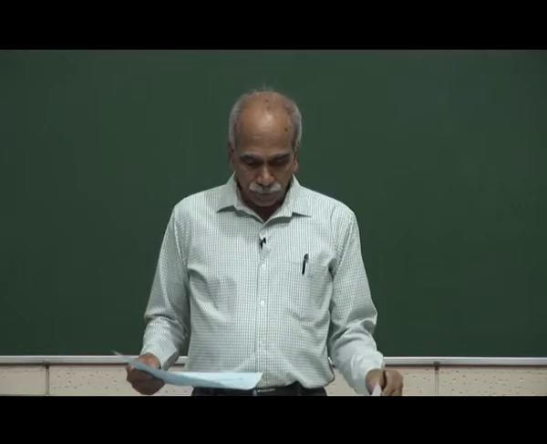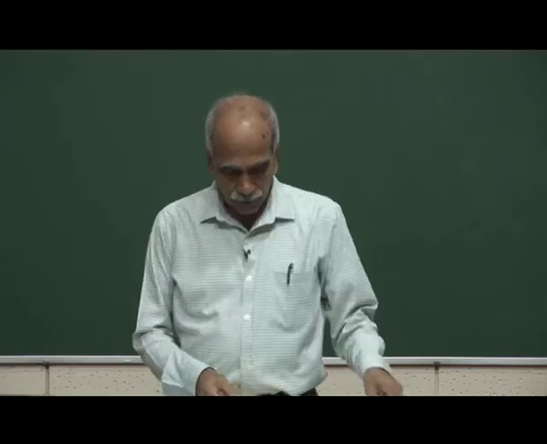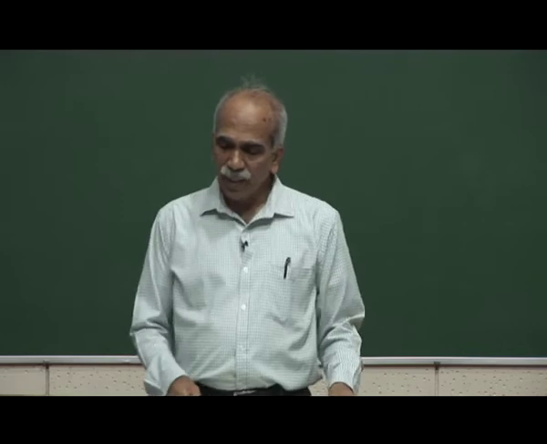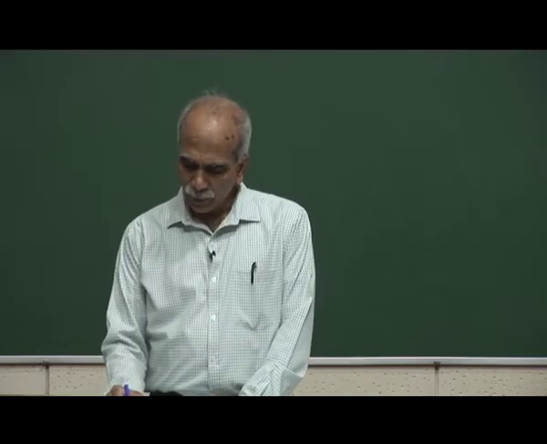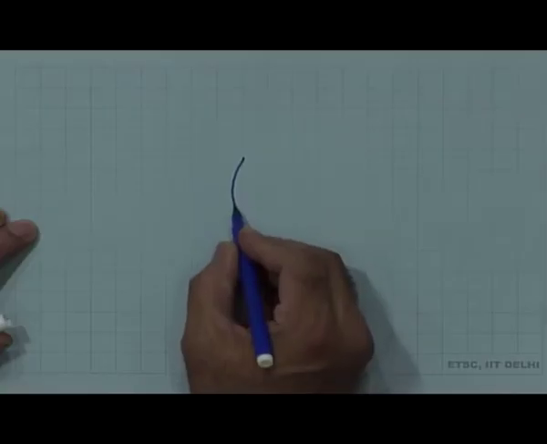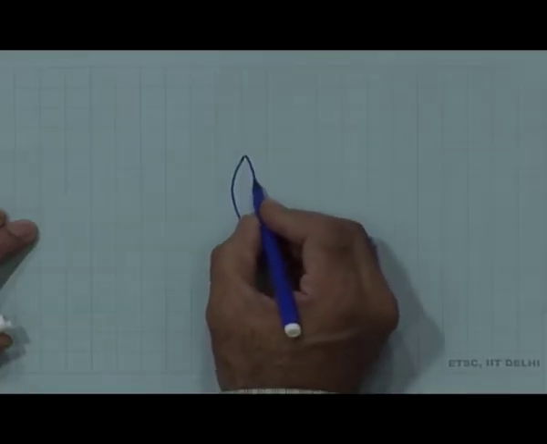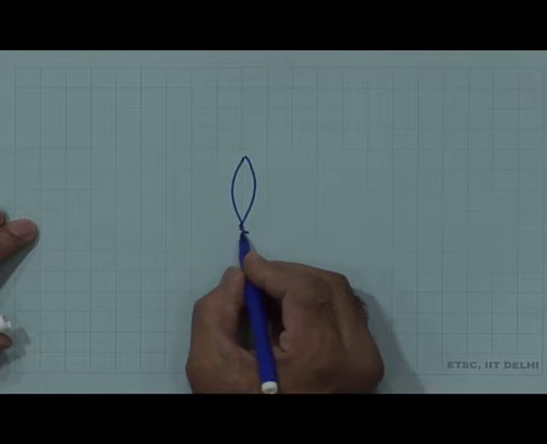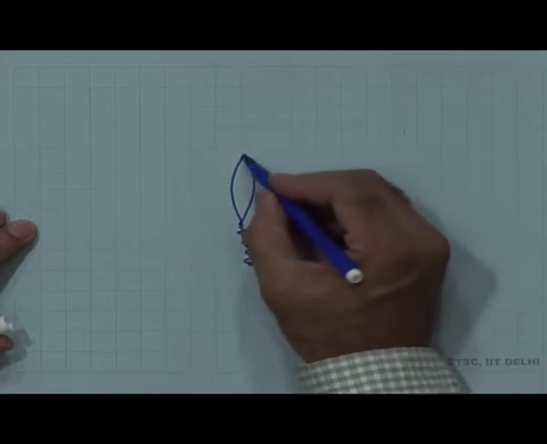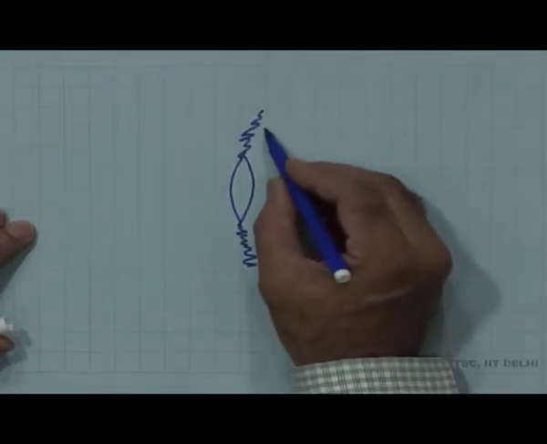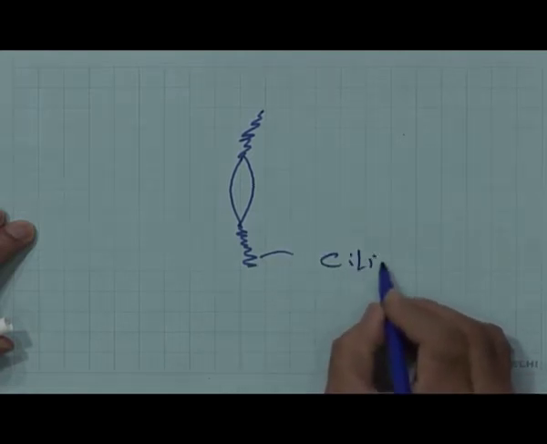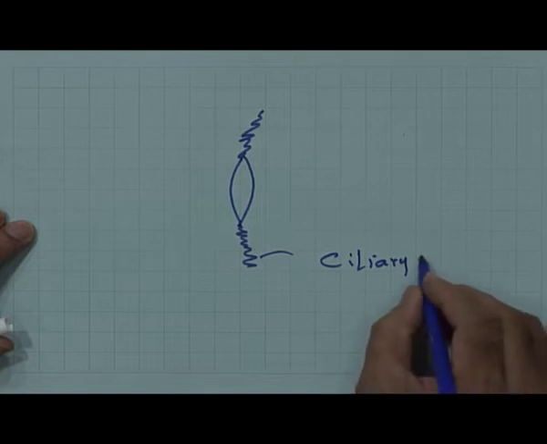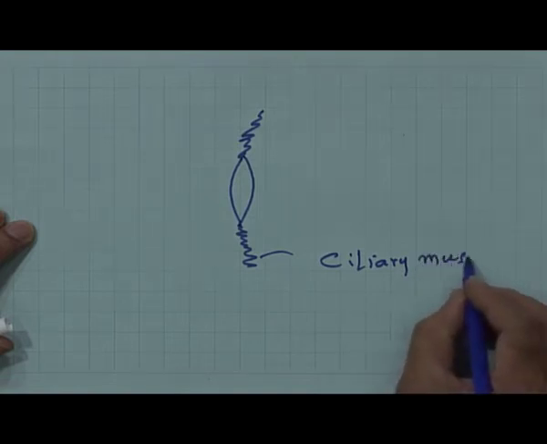Now, as I mentioned, the eye lens, let me draw it here and show. The eye lens is attached or linked to the ciliary muscles. These are called the ciliary muscles.